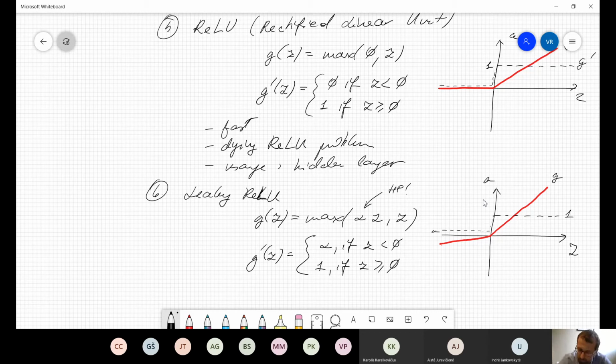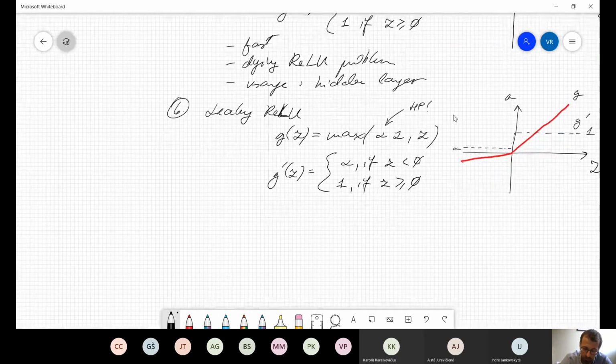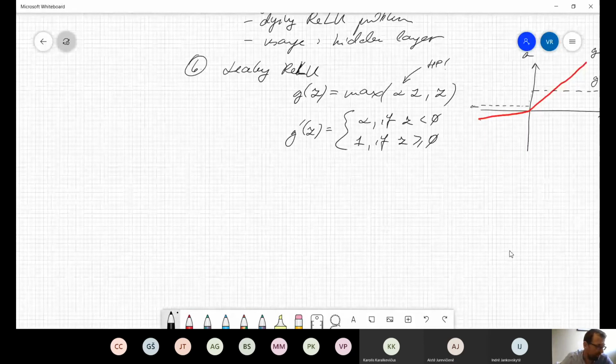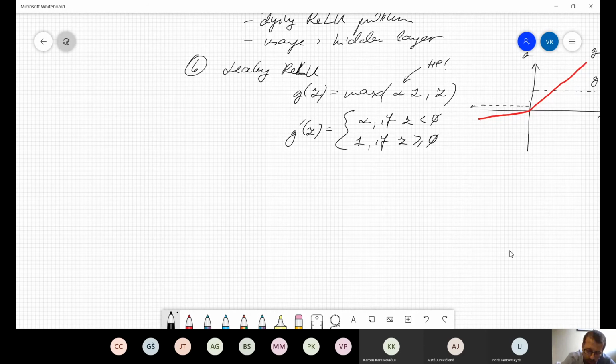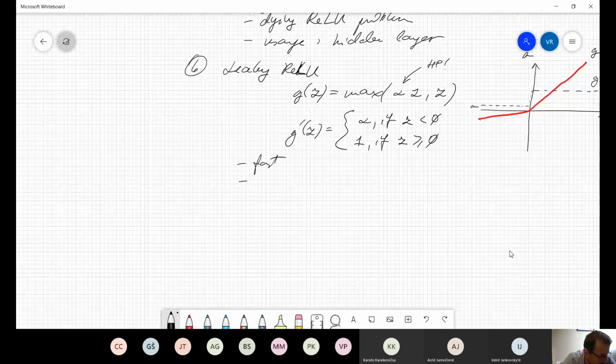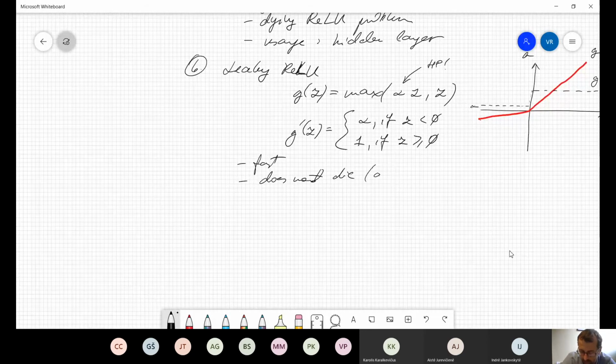So this is the derivative. Again, leaky ReLU is the better version of ReLU. It has a hyperparameter, which is not a good thing, but it allows neurons to recover. It is a fast calculation, and it does not die, it is allowed to recover.